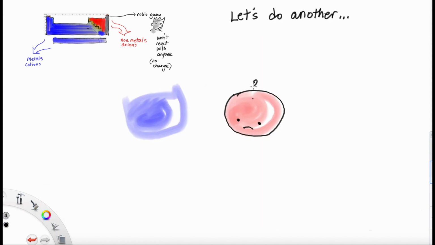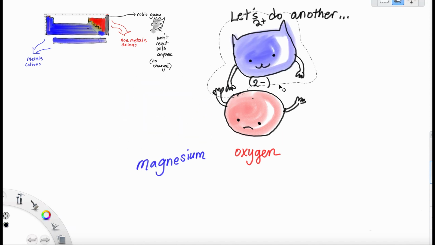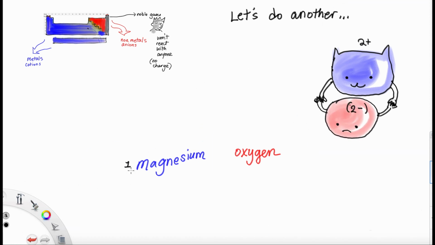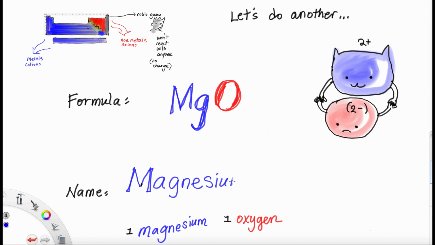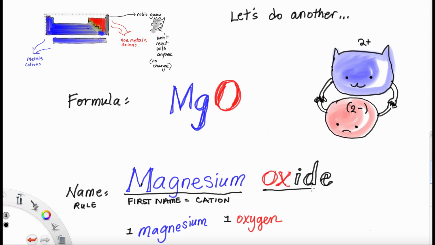Let's do another one. So for example, if you have oxygen with a 2- charge and magnesium cation with a 2+ charge, then for the charges to cancel out, 2- and 2+ cancels out to 0, you would need 1 of each. The formula would be MgO and the name magnesium oxide.